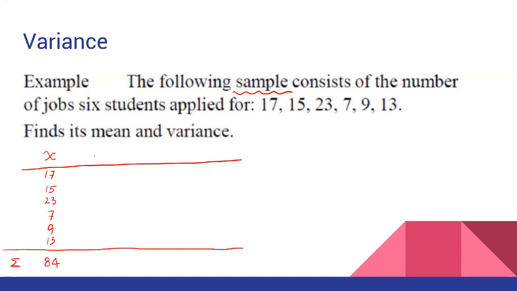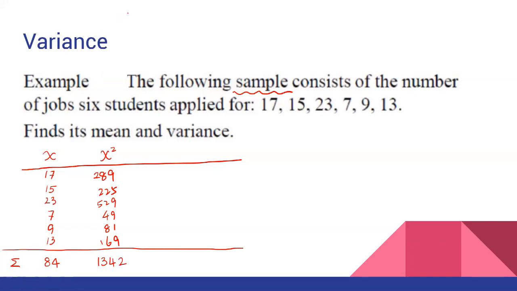Okay, and remember that in the formula to calculate variance, we also need the sum of all x squared, right? So we need to list all the values of x squared. These are 289, 225, 529, 49, 81, and 169. Okay, and next we'll calculate the sum of the squared values, which is 1,342.